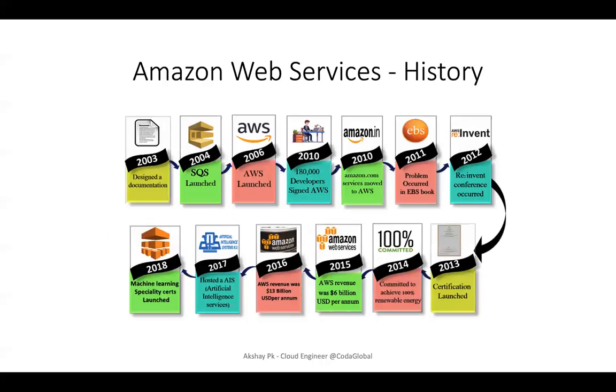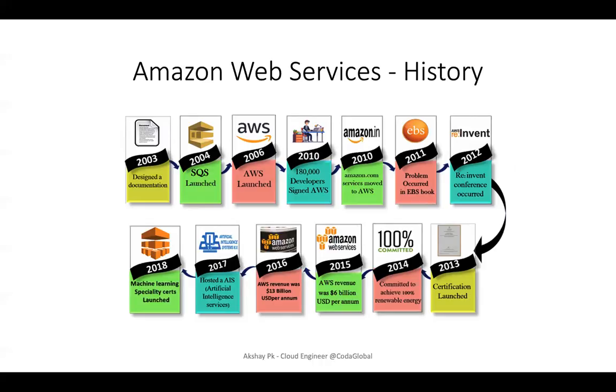Let's just take a small look at Amazon Web Services history. In the year 2003, they designed the documentation. In the year 2004, their first service, which was called SQS, was launched. In the year 2006, we had AWS officially being launched. And in the year 2010, we had around 180,000 developers working on the platform to bring it to how it is today.